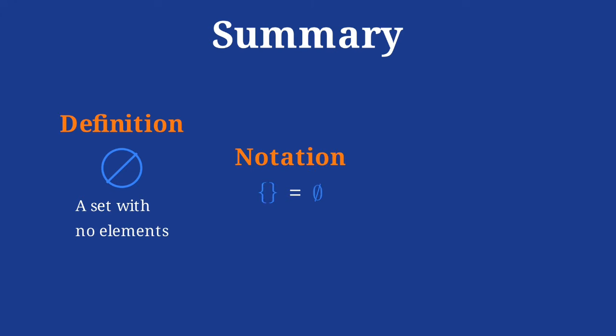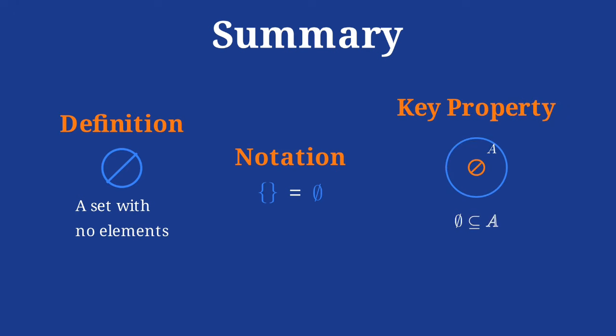Let's summarize what we've learned today. Definition: the empty set is a set with no elements. Notation: we can write it as empty braces or using the empty set symbol phi. Key property: the empty set is a subset of every set A. This might seem strange at first, but it's a fundamental concept in mathematics.